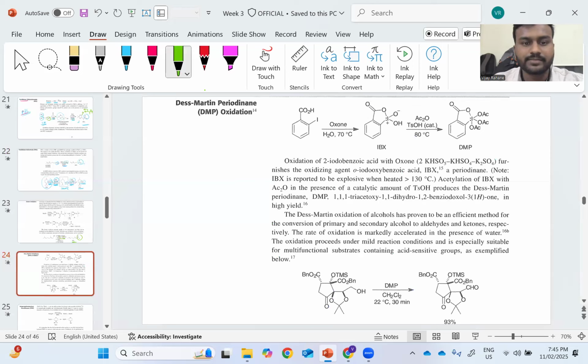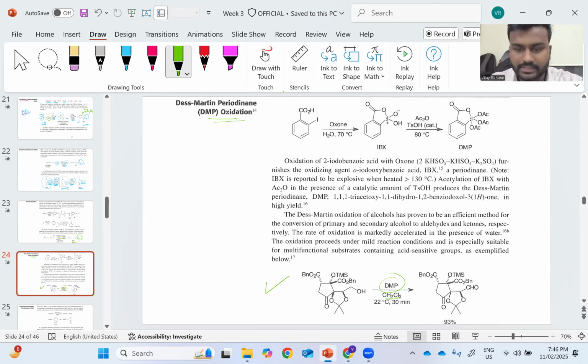DMP oxidation, that is Dess-Martin periodinane. This oxidation we have also discussed earlier. I have the summarized mechanism, which we have also seen, and these are some examples you can refer to for solving Dess-Martin periodinane based oxidation. Here this was one of the intermediates, and when we reacted it with DMP in DCM, it gives 93% yield of this one.